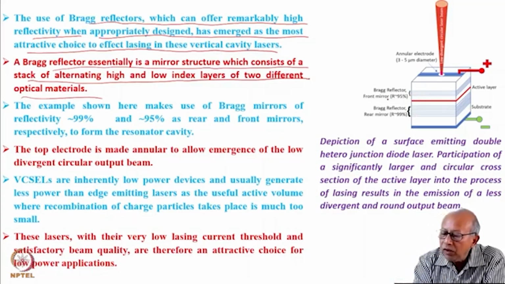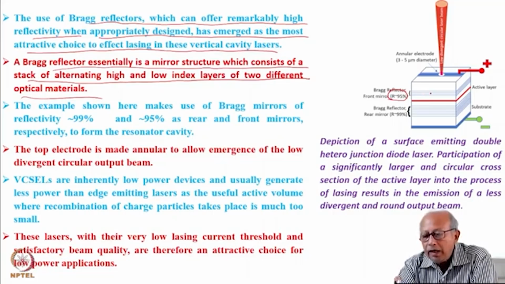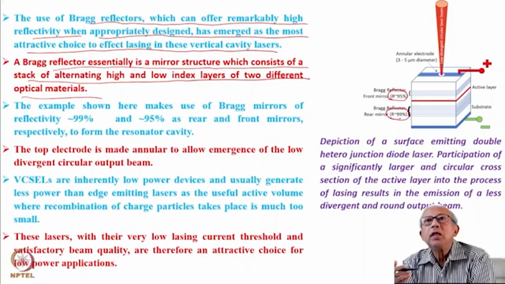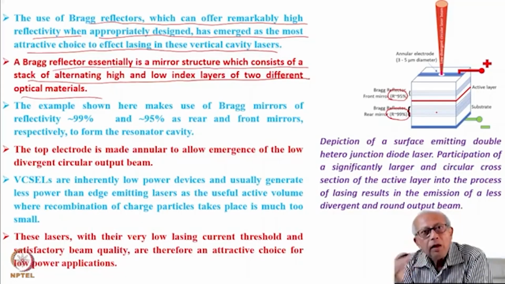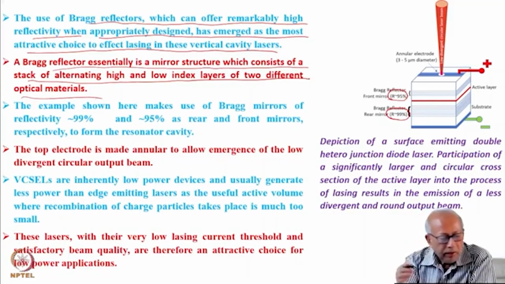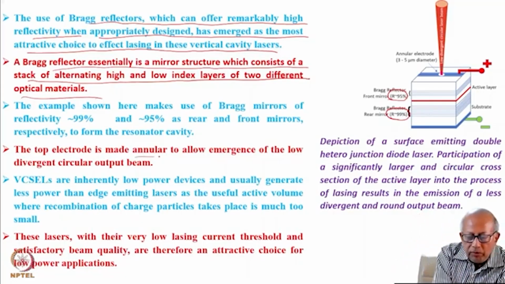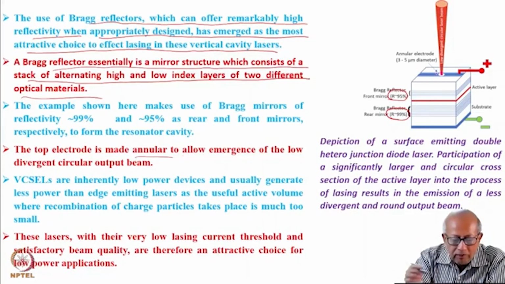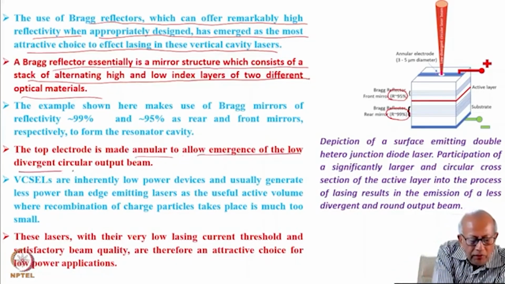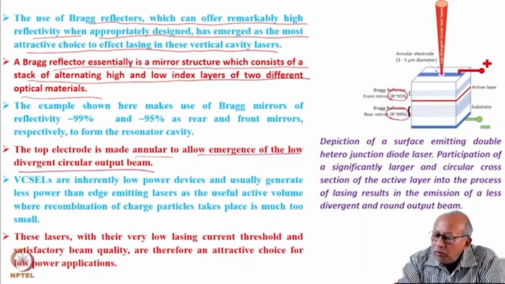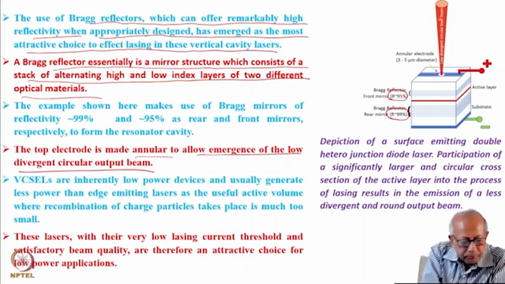This offers a reflectivity of 95%, which can work as an output mirror, and the rear mirror has a reflectivity of about 99%. Almost, it works like a 100% reflective. So this works as a rear mirror, and the top electrode is made annular, as you can see, to allow emergence of the low divergence circular output beam.